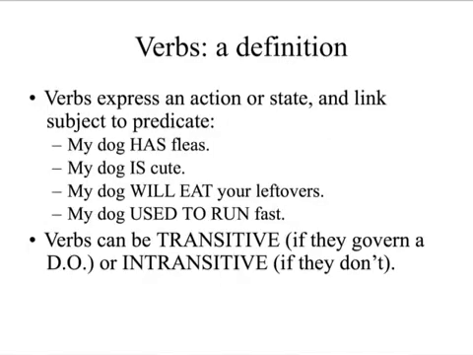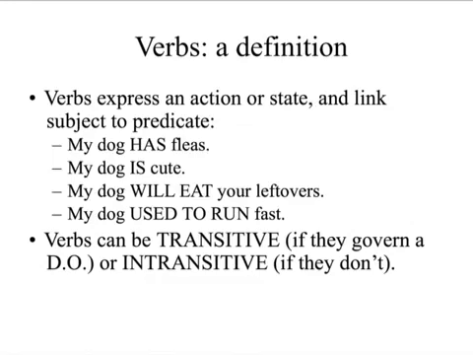So we start with the basic. What is a verb? A verb is a word that expresses an action or a state, and the verb is what links the subject to the predicate of the sentence. So my dog has fleas, my dog is cute, my dog will eat your leftovers, my dog used to run fast. All of those words in capitals are the verb in the sentence.